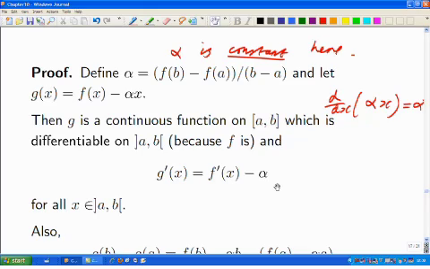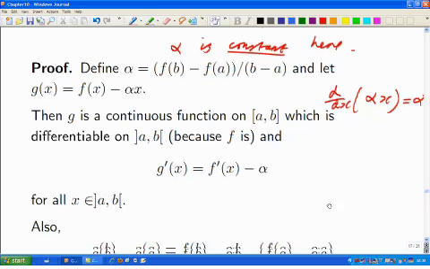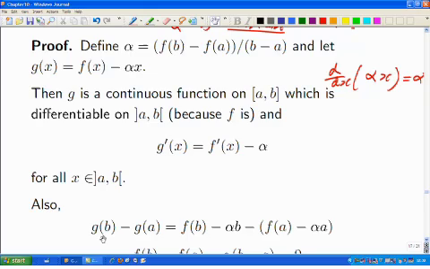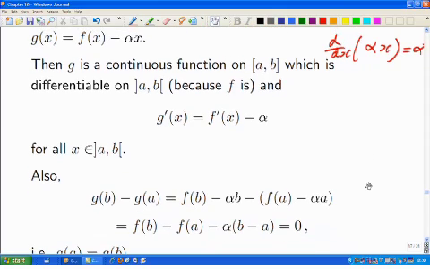(a, b). Now I claim that g does satisfy the conditions of Rolle's theorem. That's what we were up to. We were subtracting off this constant gradient function, and I claim that it now satisfies the conditions of Rolle's theorem. Why is that? Well, let's work out what g of b minus g of a is. It's f of b minus alpha b minus, in brackets, f of a minus alpha a. I've just substituted in. Rearrange that a bit, and you get f of b minus f of a minus alpha times (b minus a), but that was exactly chosen.